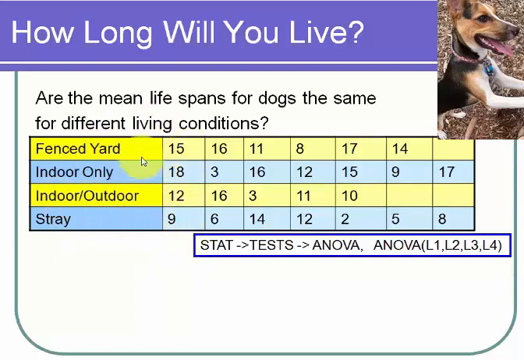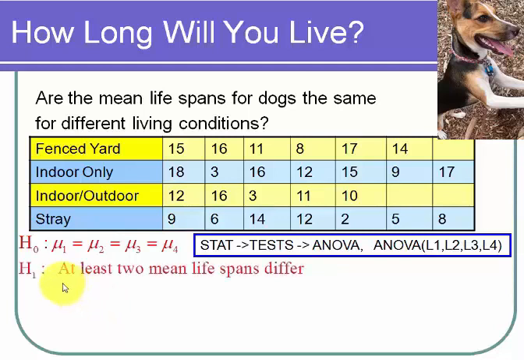If you have all those things, then we could state the null hypothesis is that mu1, the mean lifespan for dogs that live in a fenced yard, equals mu2, the mean lifespan for dogs that are indoor only, equals mu3, the mean lifespan for the indoor-outdoor dogs, equals mu4, the mean lifespan for the stray dogs. And H1 is that at least 2 of these mean lifespans differ from each other.